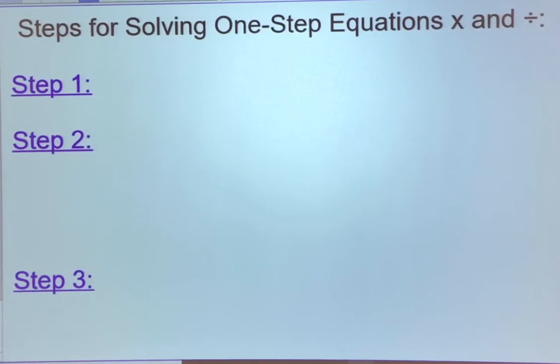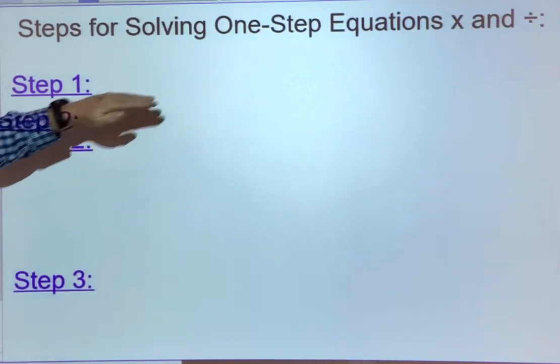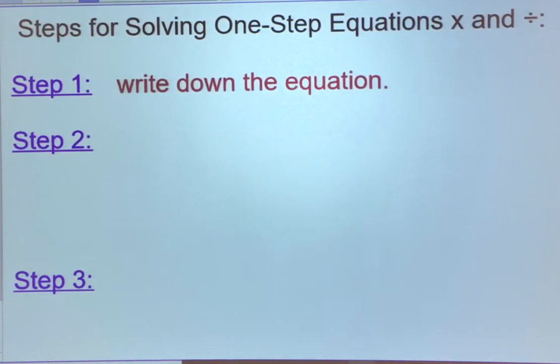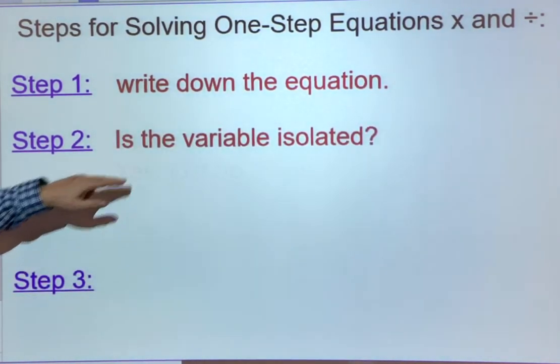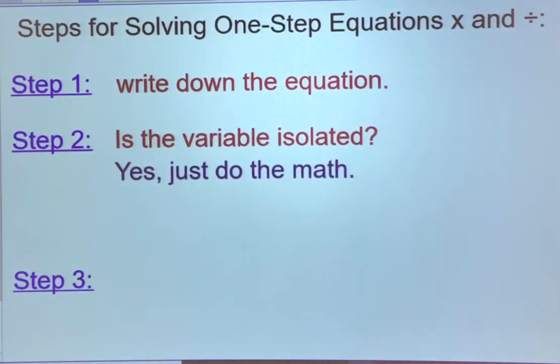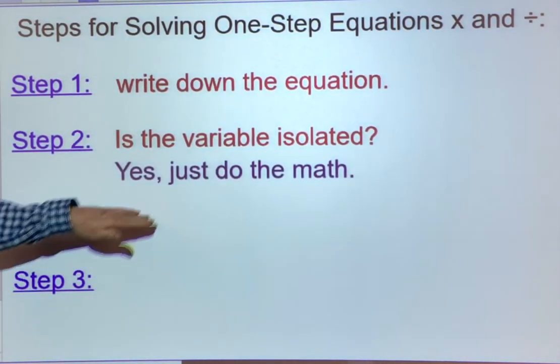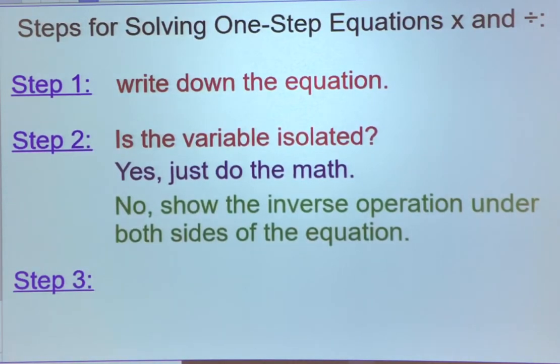You've already got these in your notes, but step 1 to solve any equation is going to be to write that equation down. Step 2, we always ask our question, is the variable isolated? If we answer yes, all we have to do is to do the math. If we answer no, we've got to show the inverse operation underneath both sides of the equation. Step 3, the final step, will be to solve it. And we solve it by doing the math involved in the inverse operation.